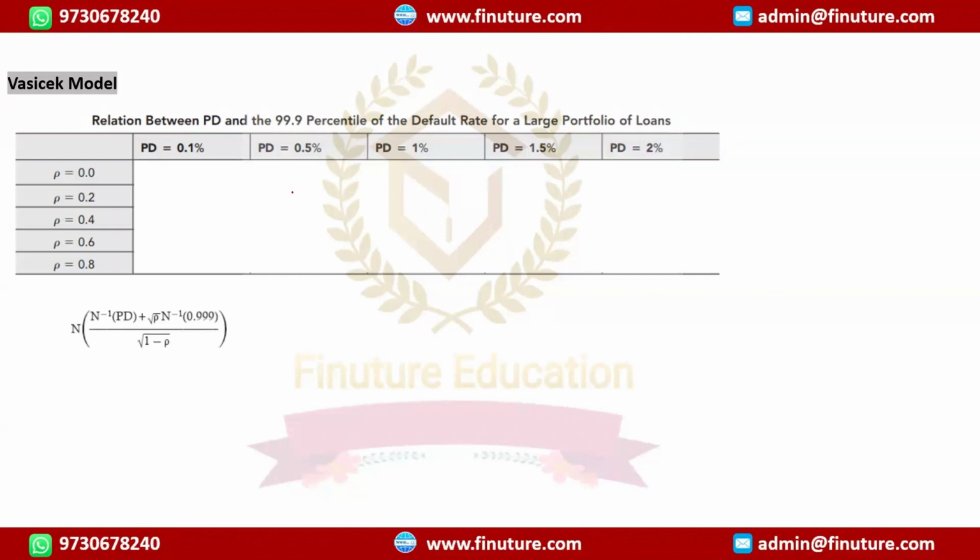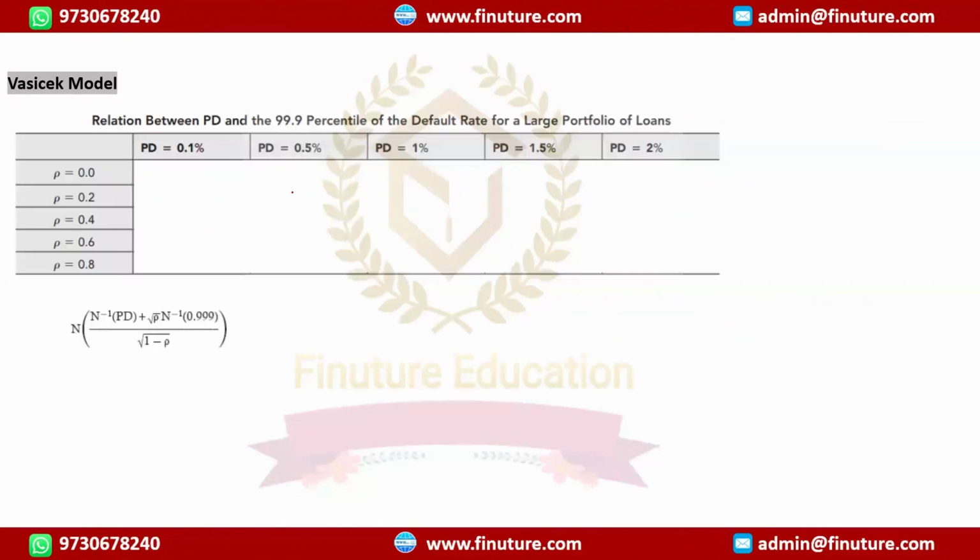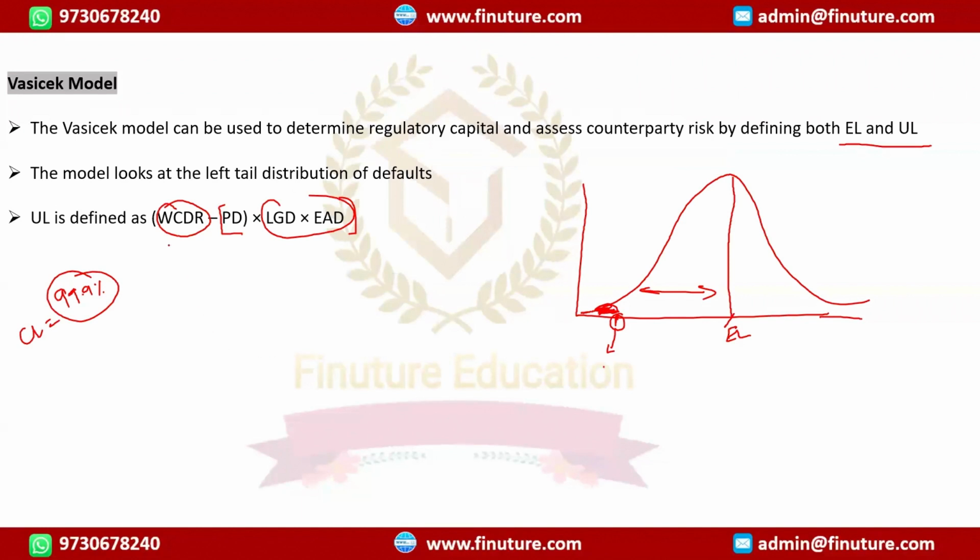Is that the formula for the Vasicek model? Yeah, this is the formula that I'll be walking you through. You can just write it down. So the Vasicek model also determines the unexpected loss. Vasicek model determines unexpected loss.